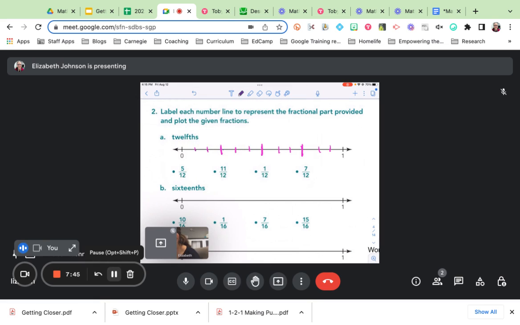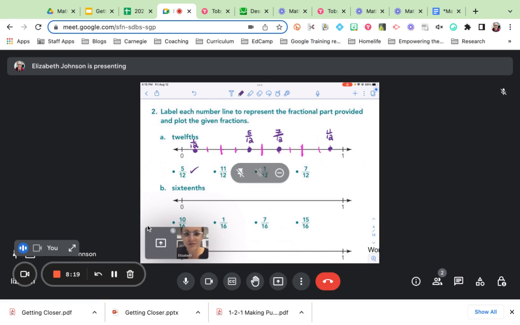1, 2, 3, 4, 5. This is 5/12. It helps to double check your work, doesn't it? Now let's do 11/12. 1, 2, 3, 4, 5, 6, 7, 8, 9, 10, 11. Here's 11/12. 1/12 is easy. And 7/12 is easy because it's just 2 further than 5/12. And if I wanted to, I could label the rest of the points too. But those are the 4 values that we were asked to label on here.